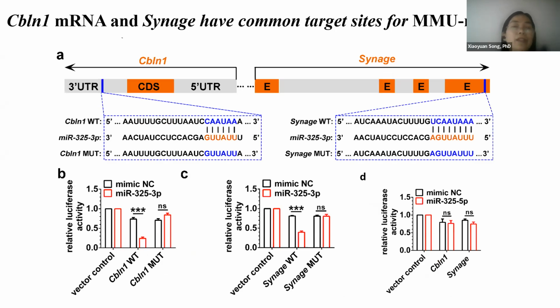And we further found both CBL1 mRNA and Synage have the common target site for microRNA MMU near 3 to 5 3P. And we use the in vitro reporter assay, which shows that these target sites are functionally important. And D shows that near 3 to 5P is not functional in this system.